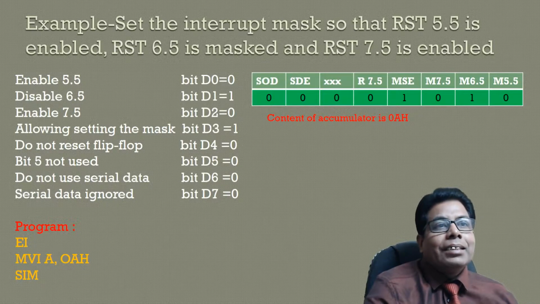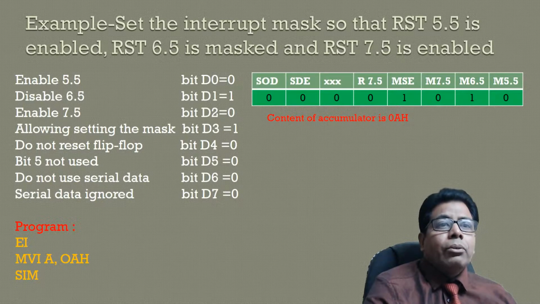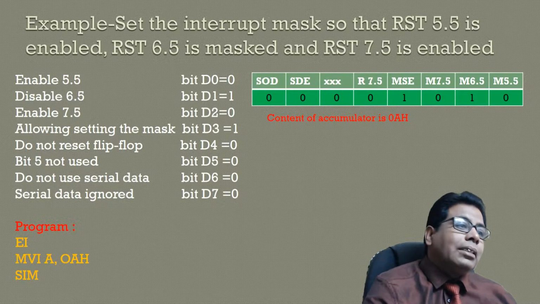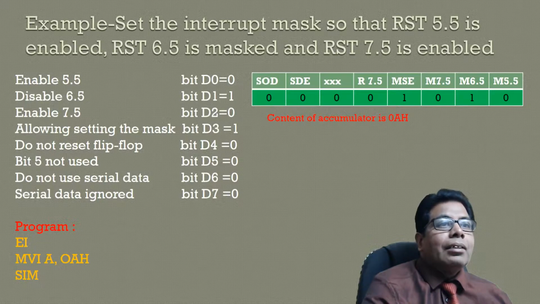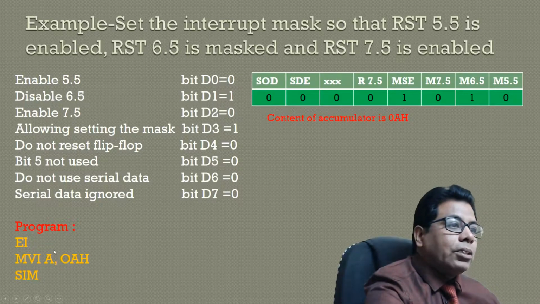Now this control word, or the contents of the accumulator, if you load into the accumulator and then use the SIM instruction, then RST 5.5 will be enabled, RST 6.5 will be masked, and RST 7.5 is again enabled. The program for this is given here.